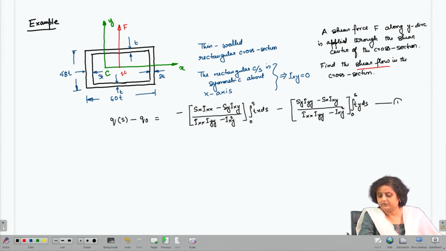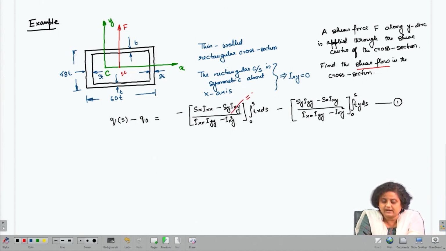So, this is equation 1. Now, let us see what will happen to this equation for our particular problem. For this equation, I x y is equal to 0, because it has a symmetry about the x axis. Now, we also know that S y is f, that is given. So, S x is equal to 0.